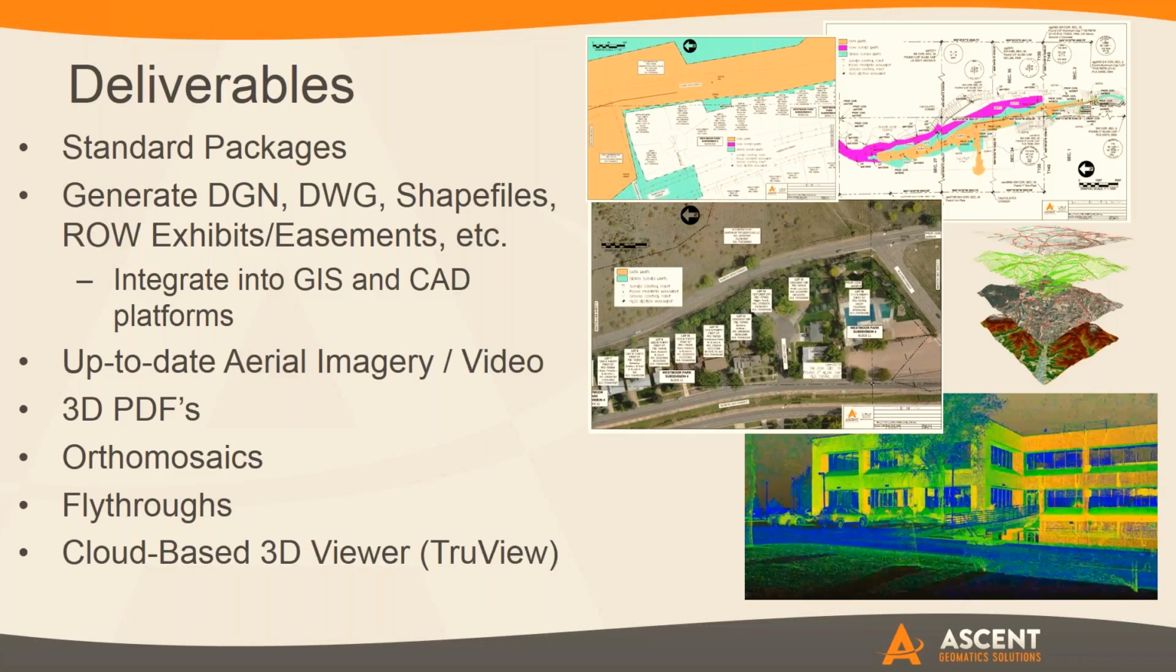All right, so now we'll get into some of these deliverables. Again, I want to reiterate, we're talking about 2D and 3D. As far as generating DGNs, DWG, shape files, right-of-way exhibits and easements, all of this data being able to integrate into GIS and CAD platforms, the answer is yes. All the standard packages that folks are used to getting, you still get those same types of packages. It's just these other deliverables like orthomosaics, 3D PDFs, fly-throughs, and viewers that we'll show examples of here.